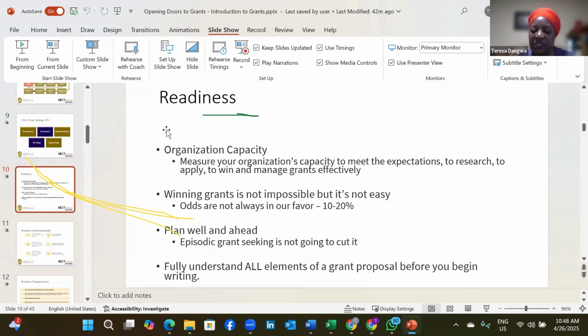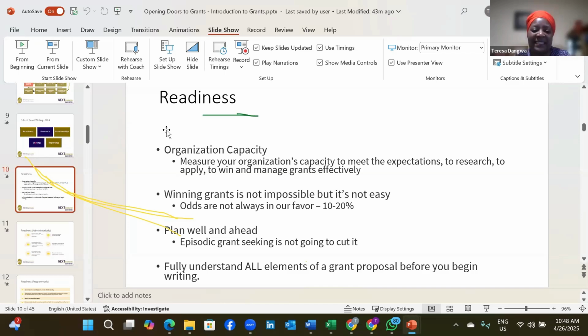Winning grants is not impossible, but it's not easy. The odds are not always in our favor. Out of as many grants as you put out there, the more grants you put out, the more chances you have. The winning rate for grants is usually 10 to 20% of the grants that you put out there. So more grants is better for you.